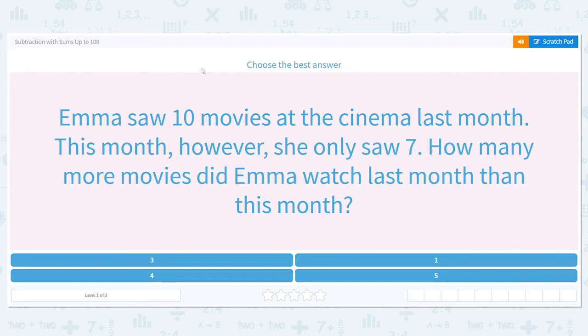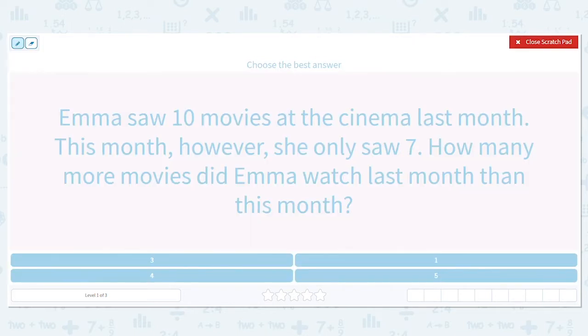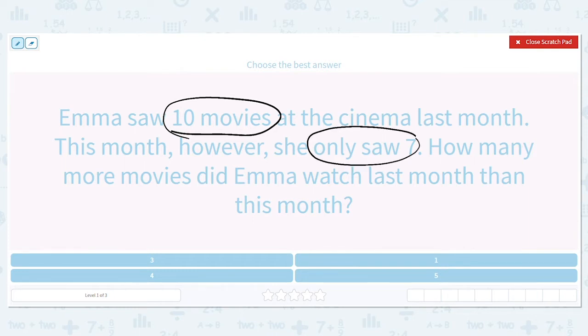Well, let's go through our problem and pick out the important information. First sentence, Emma saw 10 movies last month. 10 movies, that's important. This month, however, she only saw 7. How many more movies did Emma watch last month than this month? When we see how many more, that means we typically subtract. So, what is my subtraction problem?